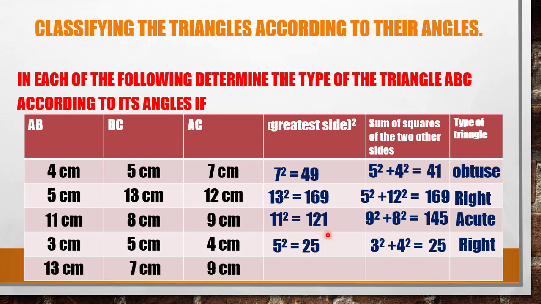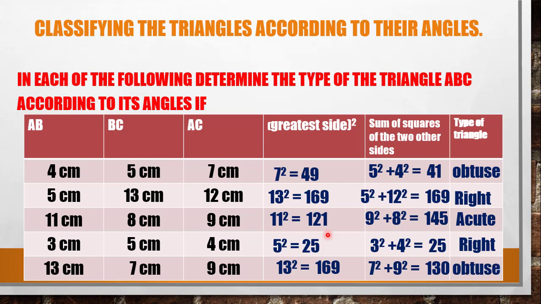The last one, what is the greatest side here? 13, so I'll calculate 13 power 2, 169. Then I'll calculate 7 power 2 plus 9 power 2, which equals 130. So in this case, the greatest side power 2 is greater than the summation of the squares of the other two sides. So this triangle is an obtuse angle triangle.